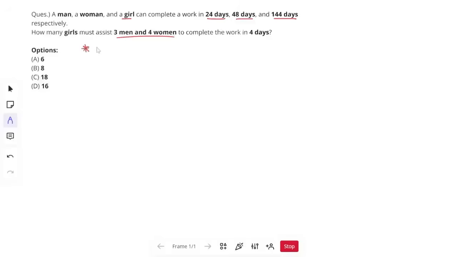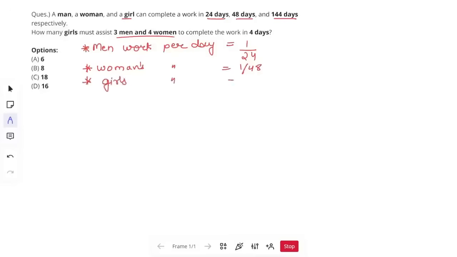First thing that we are told is man's work per day. We can deduce that one from the data given. Man, woman and girl can complete the work in 24, 48 and 144 days. Via this we can write it: in one day man can complete 1 by 24 work. In the same way, woman's work per day is equal to 1 by 48. In the same way, girl's work per day is going to be 1 by 144. We have noted down these values.